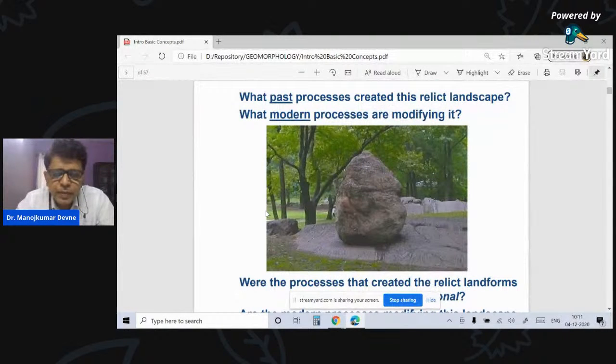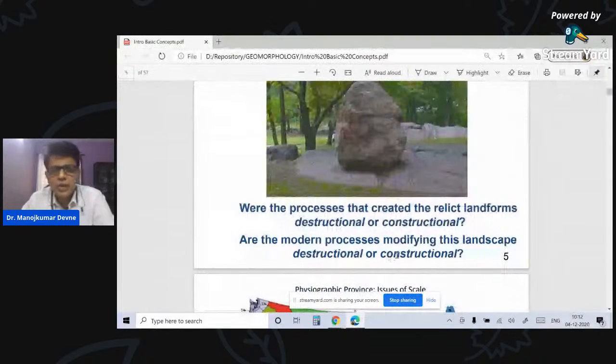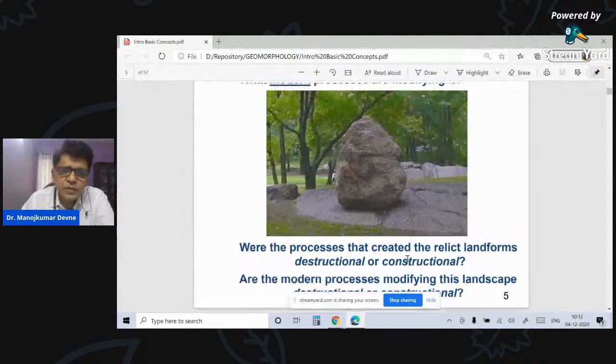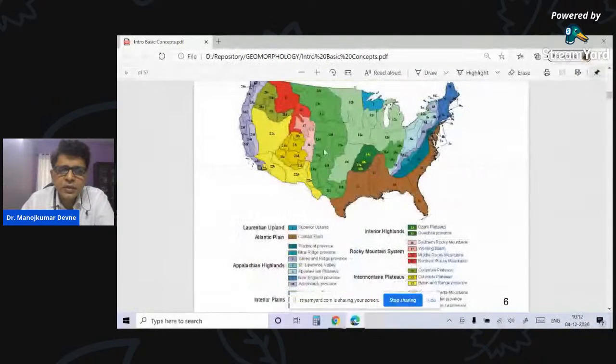It has been there for possibly I don't know how many centuries together as such. What modern processes are modifying it is a question that we can ask ourselves. Now, such ones are basically deposited by glaciers. Let me tell you, where were the processes that created relic landforms, destructional or constructional? Are the modern processes modifying this landscape destructional or constructional? These are questions which have been tasking geomorphologists of today. So that's something that's very interesting as such.